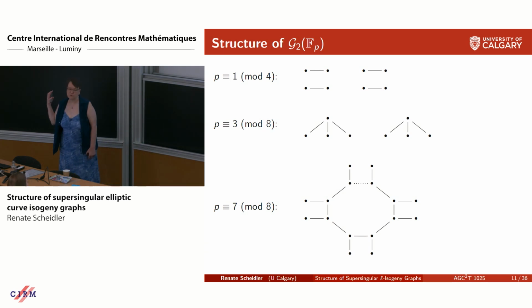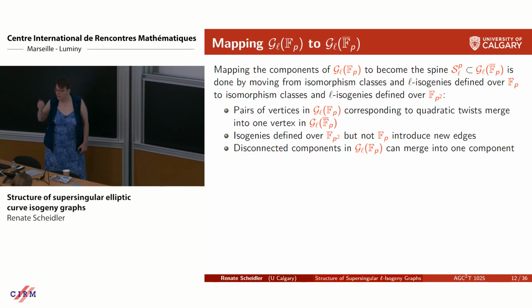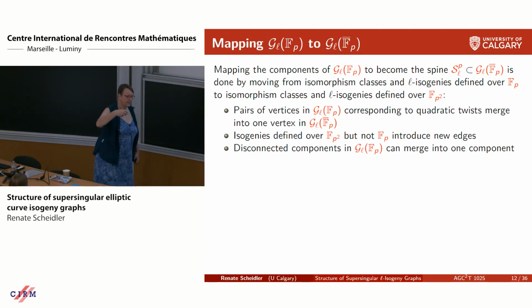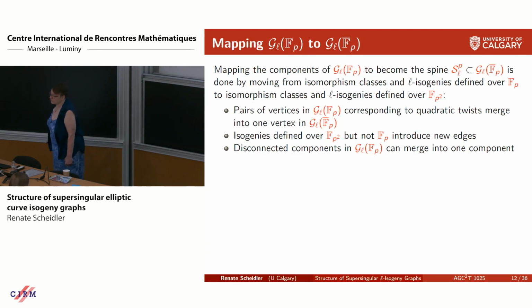So now we have the structure of the big graph. We have the structure of the FP graph. The third thing we have to look at is the spine. Here's what happens when you map the FP graph into the big graph to make it the spine. Again, you go from isomorphism classes and L isogenies defined over FP to isomorphism classes and L isogenies defined over FP squared.